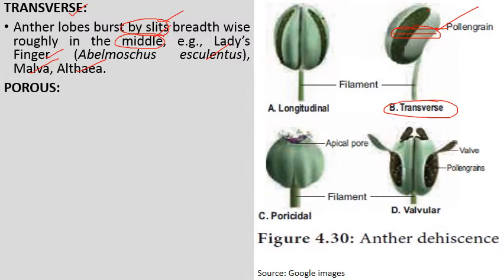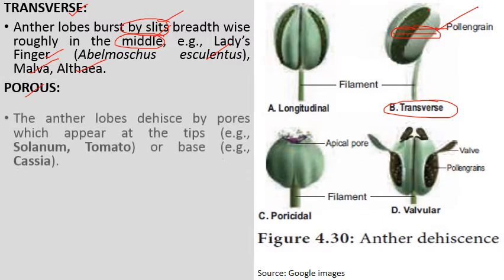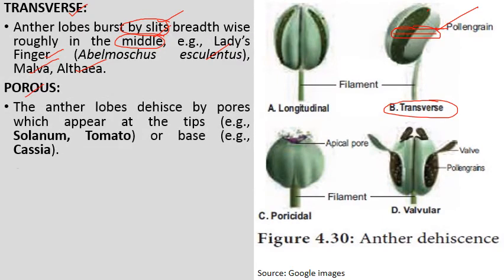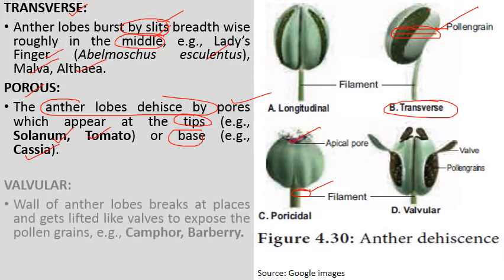Next type is porous dehiscence. In this type of dehiscence, anther lobes dehisce by pores which appear at the tips. जो pores हैं वो tip में भी appear हो सकते हैं. For example, in case of Solanum, tomato, or at the base, और base में भी pores appear हो सकते हैं. For example, in case of Acacia, और वहाँ से anther lobe से pollen grains release होते हैं. And this type of release of pollen is known as porous dehiscence.